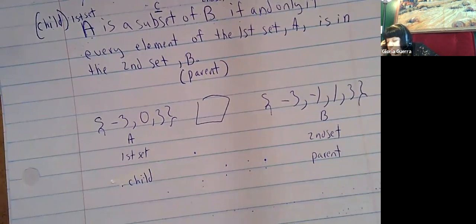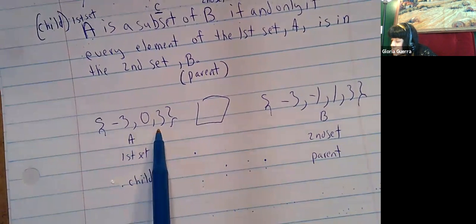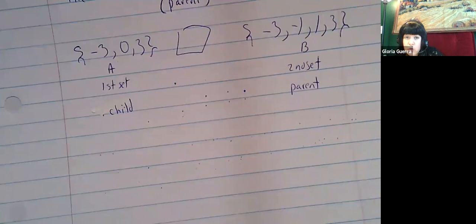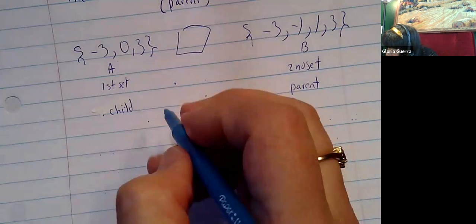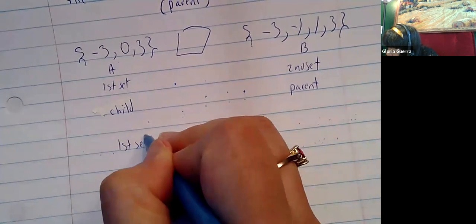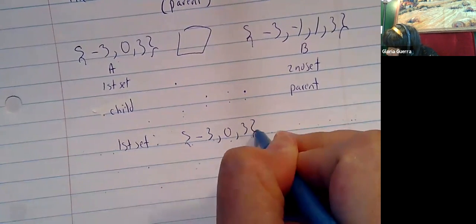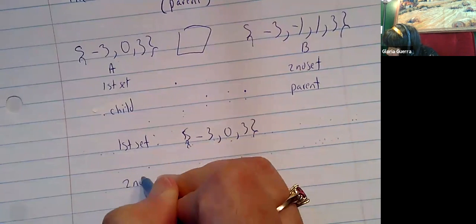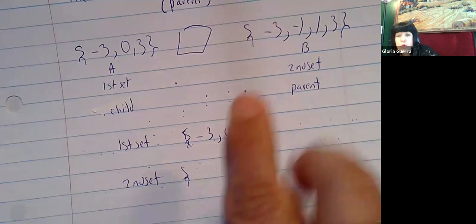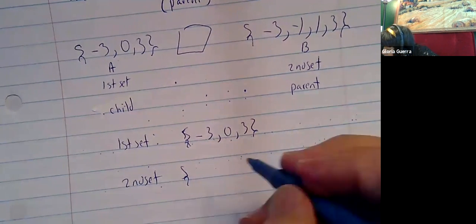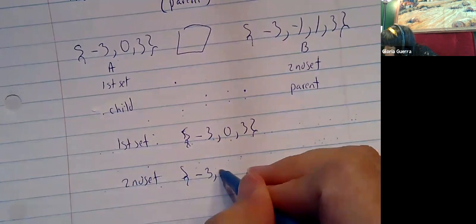Okay. But we want to know, is every element in the first set in the second set? So again, I'm going to show my work doing the stacking thing. So the first set is -3, 0, 3. And then the second set, I'm going to put in order, and I think it's already in order. -3, -1. Yeah, it's already in order.